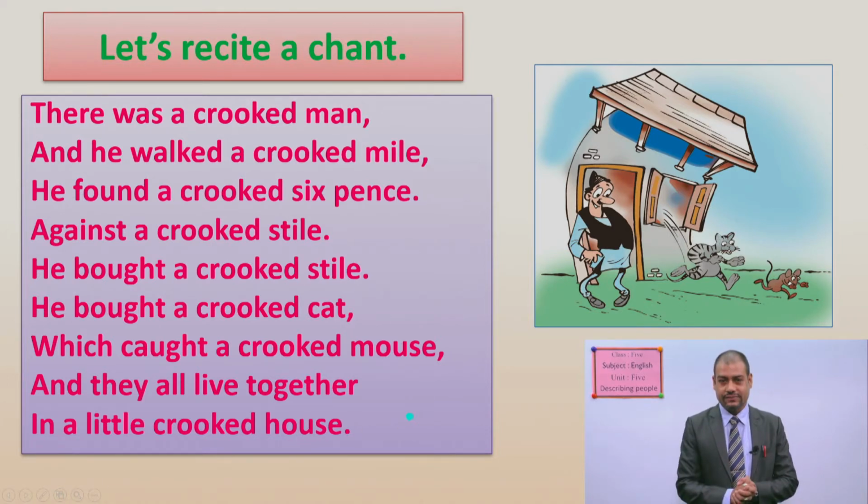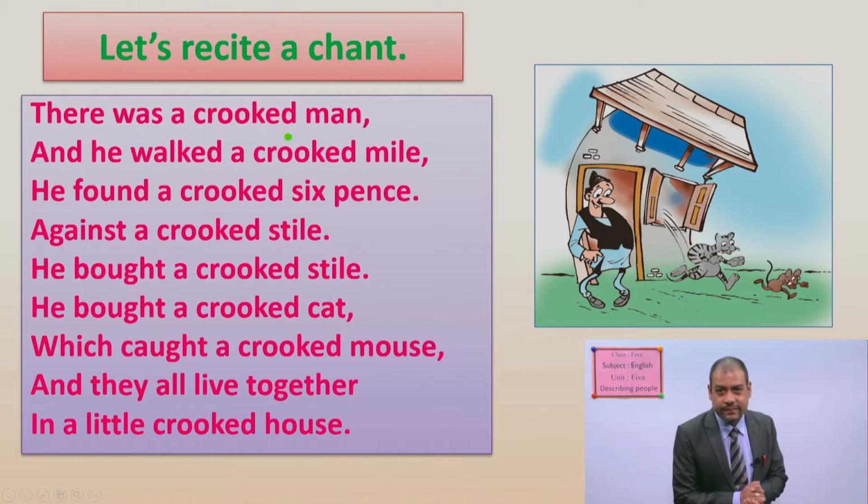Dear students, which word is repeating here? Can you tell me? Well, the word is crooked. There was a crooked man, and he walked a crooked mile. He found a crooked sixpence. See, in each sentence, there is the word crooked. Okay? So, do you know the meaning of crooked? Now, you will know it.